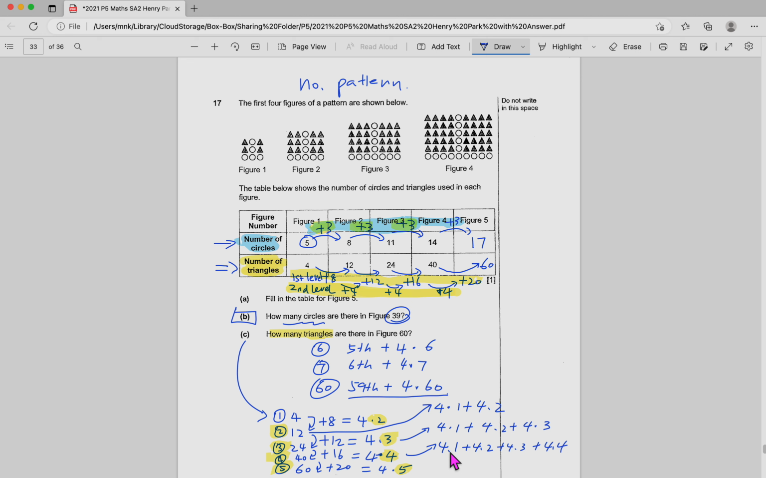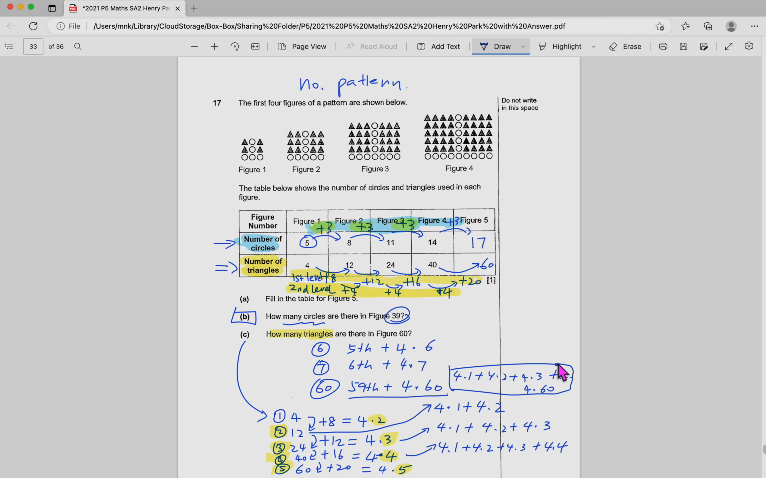So can you see the pattern? If you want to get the 60th figure, that will be 4 times 1 plus 4 times 2 plus 4 times 3 and so on until 4 times 60. So your job is to figure this out. By the way, you are not going to use your calculator and punch in all of that, right? You can, but it's a waste of time.